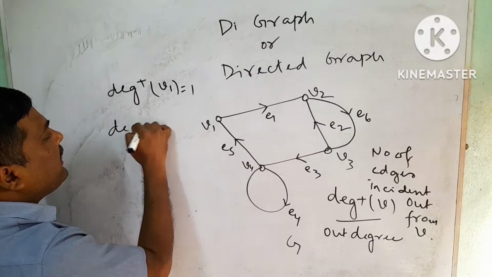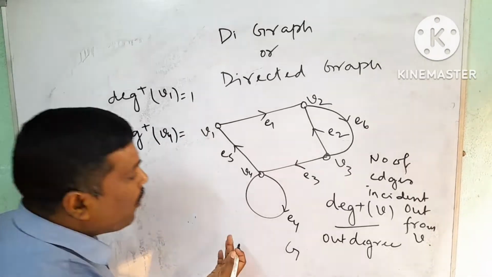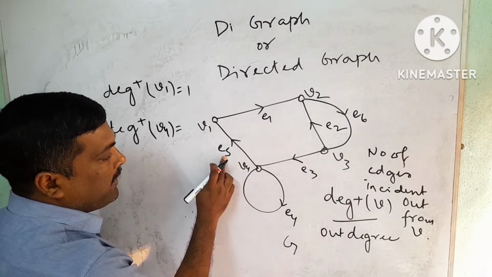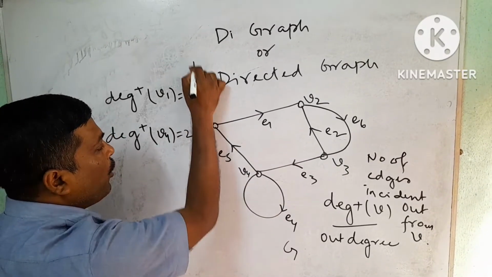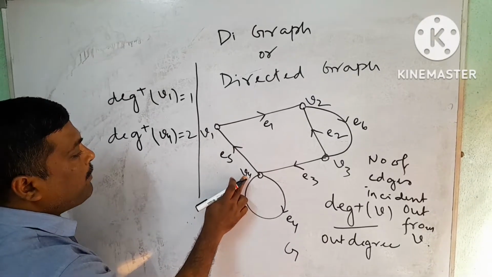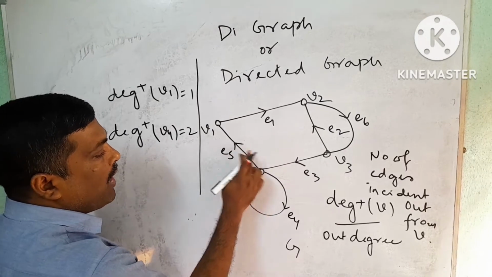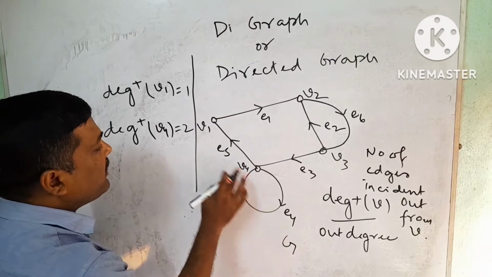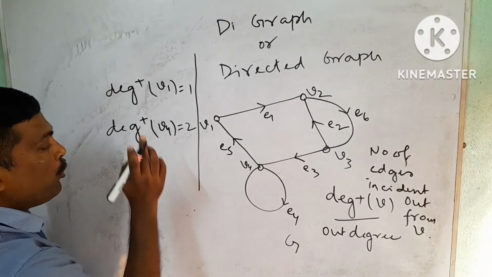Now what is d_G plus V4? Number of edges incident out from V4. It is here, it is E5, also E4. So 1 plus 1, it is 2. Okay. So the out degree of this vertex V4, d_G plus V4, that is the number of edges incident out from V4: E4 and E5. These are two edges incident out from V4. So d_G plus V4, the out degree of V4, is 2.